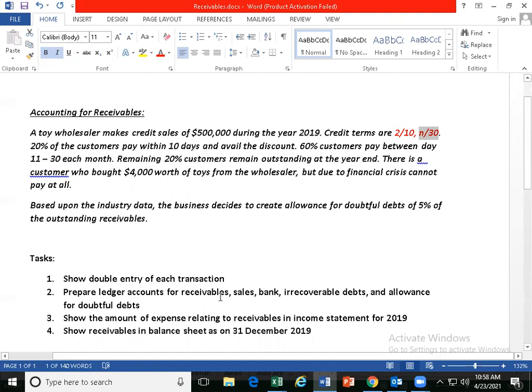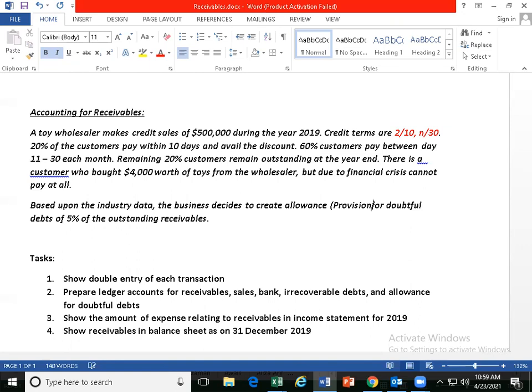Based upon the industry data, the business decides to create an allowance for doubtful debts. A while ago, this allowance was called a provision for doubtful debts, of 5% of the outstanding receivables. Tasks: show double entry for each transaction, prepare the ledger accounts which are mentioned here, show the amount of expense relating to receivables in the income statement, and finally show receivables in the balance sheet.